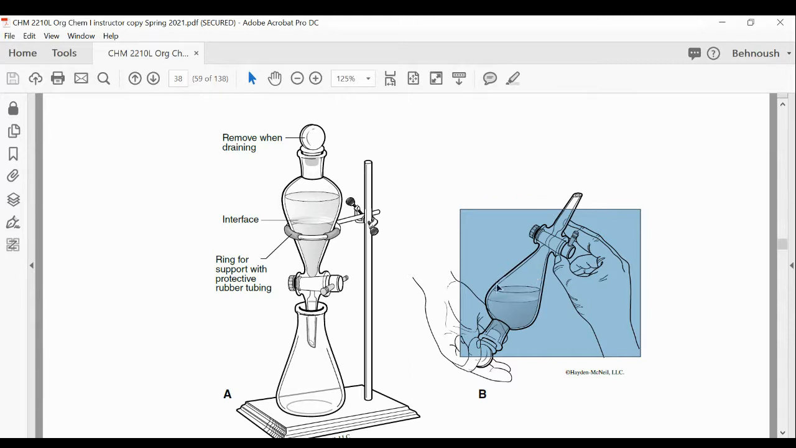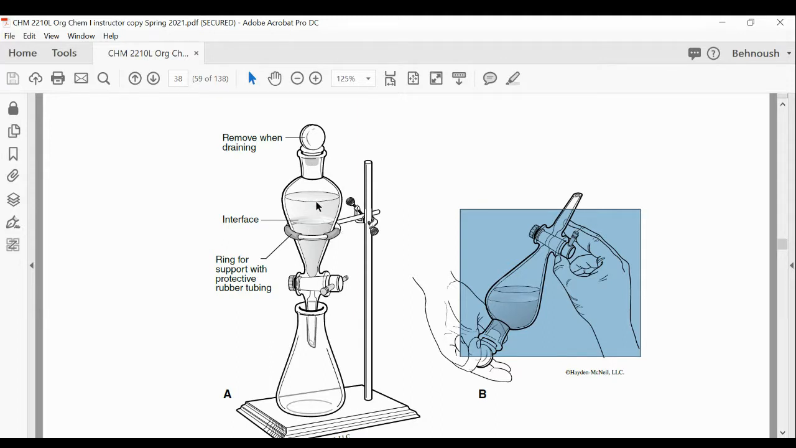So you have to release the pressure periodically so it doesn't explode, or splash, or make the stopper jump or be moved out of place. So you have to shake it, vent it, release the pressure, and then you place it back on the iron ring, which is the setup.